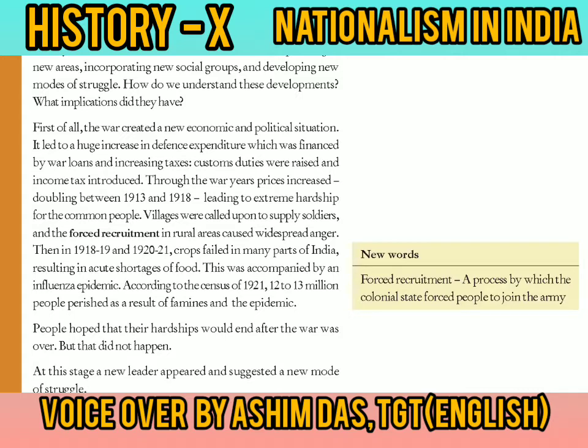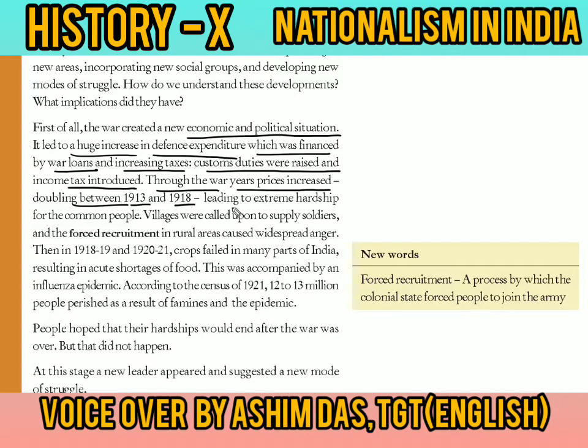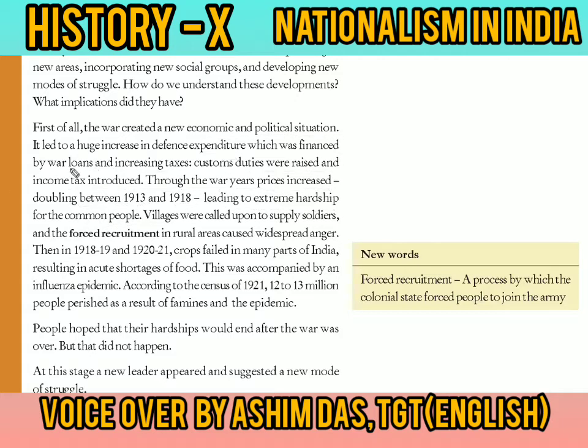This war created a great economic and political situation, and the cost of defense increased a lot. So where was this money coming from? All this money was financed by war loans and increased taxes, and even custom duties were raised and income tax was introduced so that they could get the extra money for defense expenditure from these sources. Through these years, prices also increased, doubling between 1913 and 1918, and this led to extreme hardship, which was a very bad situation for the common people.